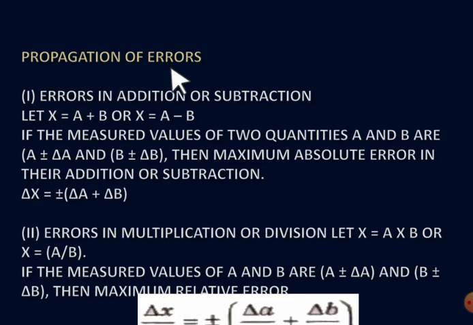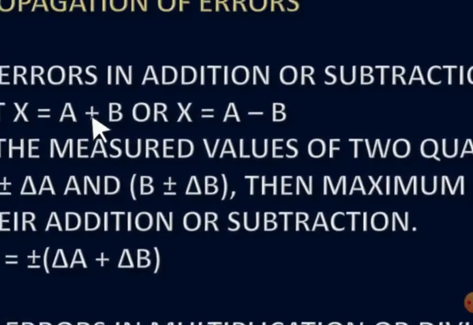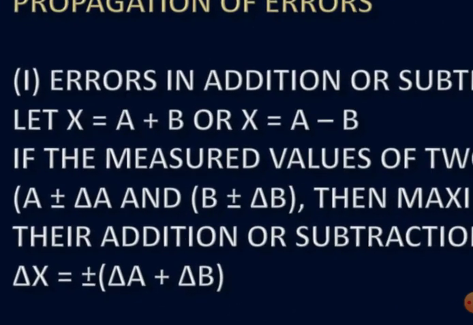Suppose you are going to find out a physical quantity which is expressed as a sum or a difference of another two physical quantities, then how much error will be coming up in that measurement of that physical quantity. Suppose you are given a physical quantity x, and this physical quantity is expressed as a sum of another two physical quantities a and b.